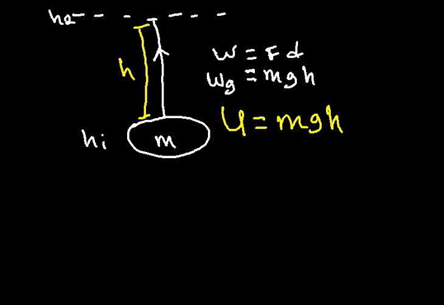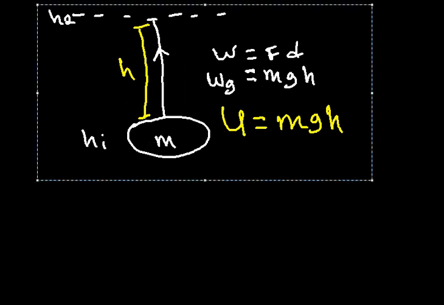The gravitational potential energy increases with height. If the object is gaining height, the gravitational potential energy also increases. If the object is losing height, the gravitational potential energy will also decrease. So keep that in mind.